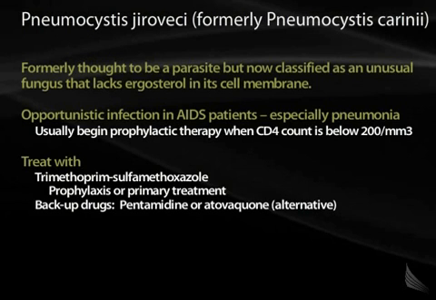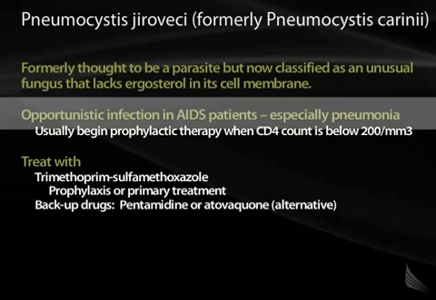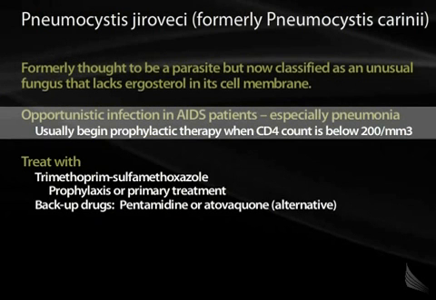An important concept whenever we talk about antifungal medications is Pneumocystis jirovecii, which was formerly known as Pneumocystis carinii. As you know, this is an unusual fungus that lacks ergosterol, formerly thought to be a parasite. This is an opportunistic bug that occurs often in patients that have AIDS or some other type of immunocompromised status.